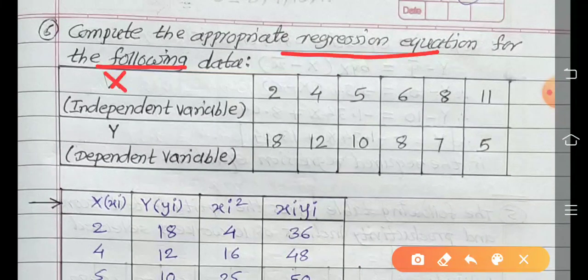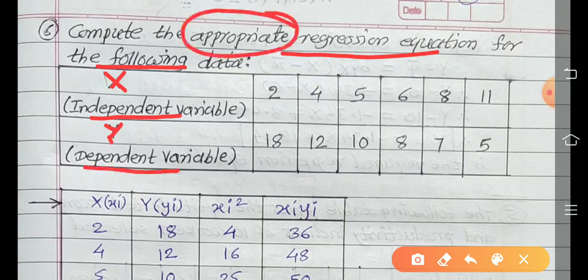So x is given, that is the independent variable. Y is called the dependent variable. So y depends on x. So what do we find? Appropriate means which variable is dependent. So y is dependent on x. So y on x we find out.